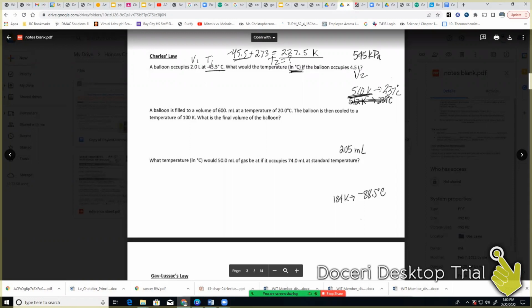So this is what you should get for Kelvin after you adjust for sig figs, and then whenever you, instead of adding, what are you going to do with your 273? Subtract, yeah, just subtract it, and that'll take you from Kelvin to Celsius.